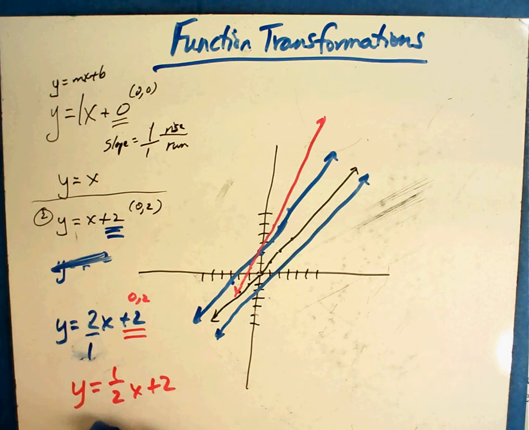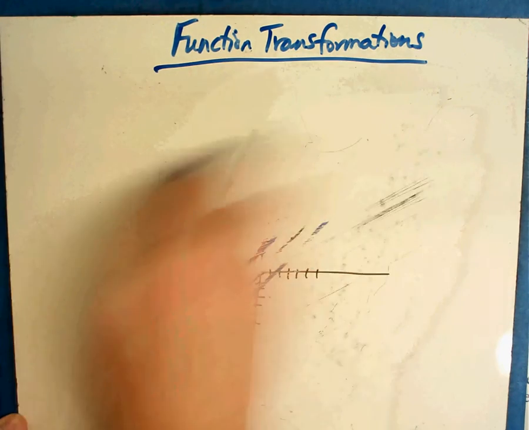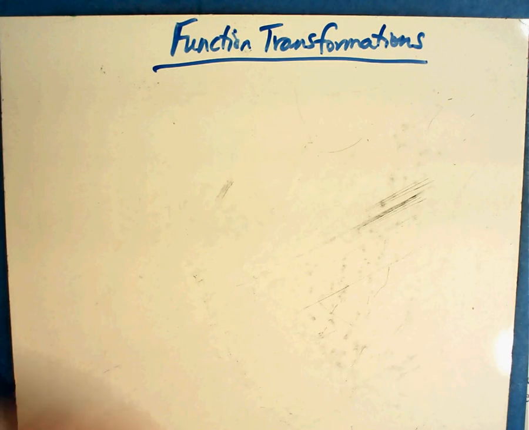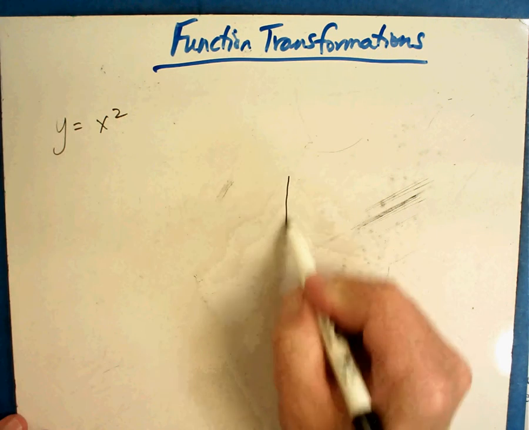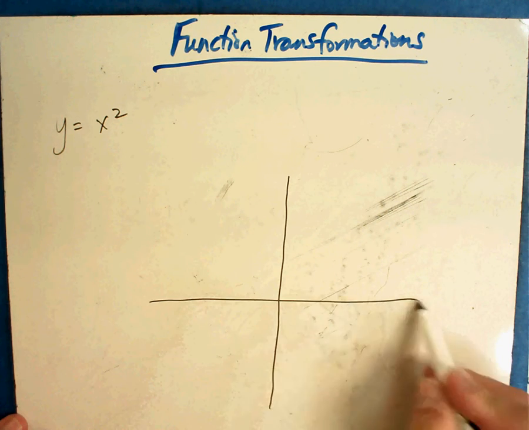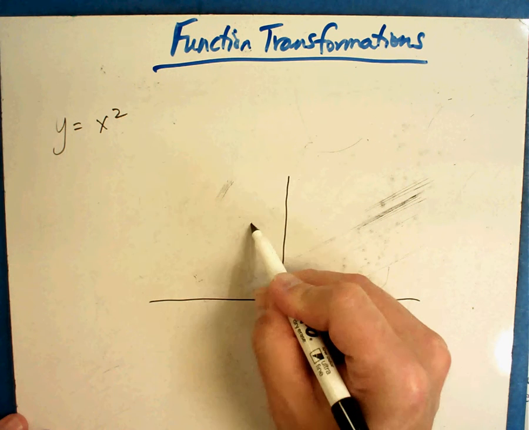But all things are not just y equals x. Let's say we had something like this, y equals x squared. Well, that graph looks like this.